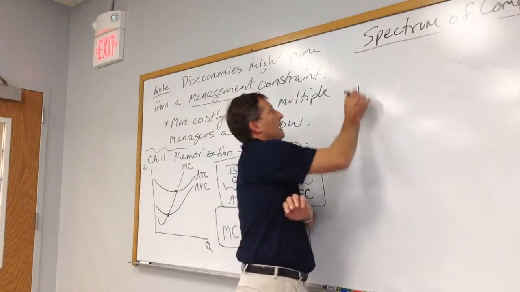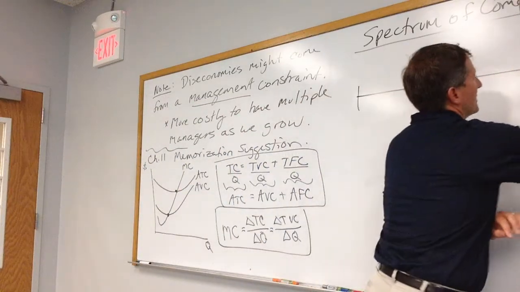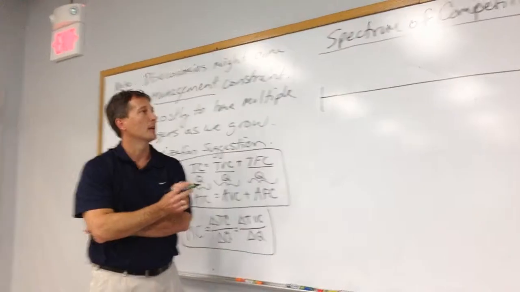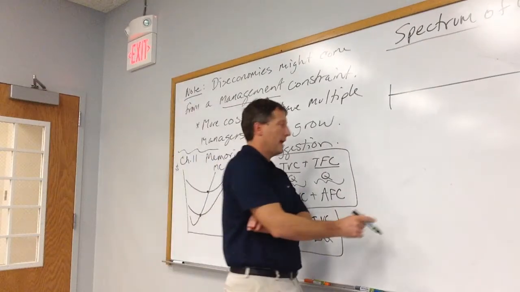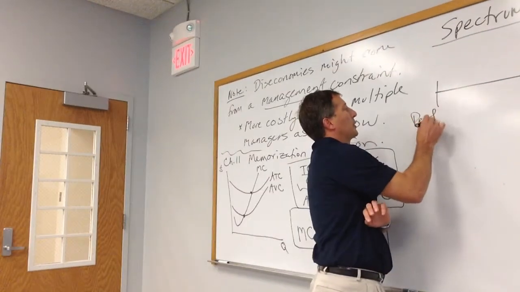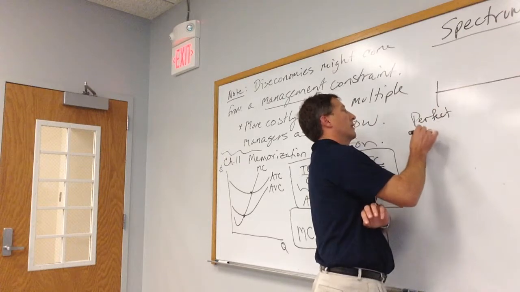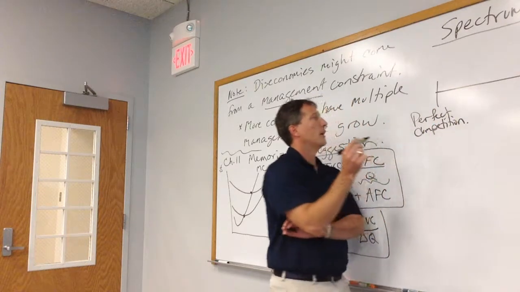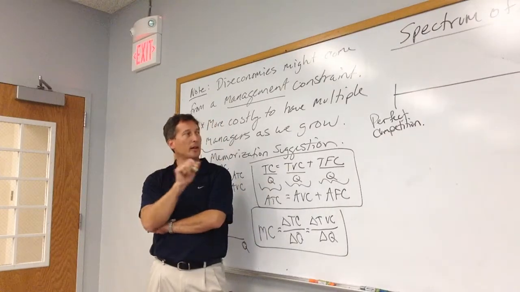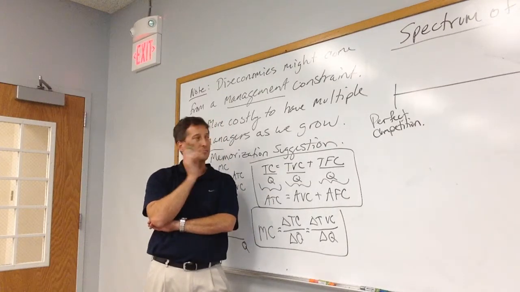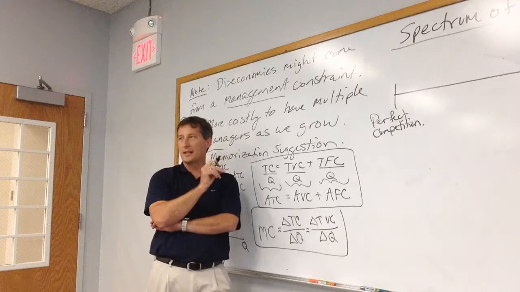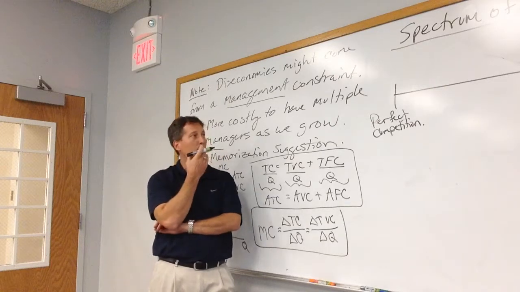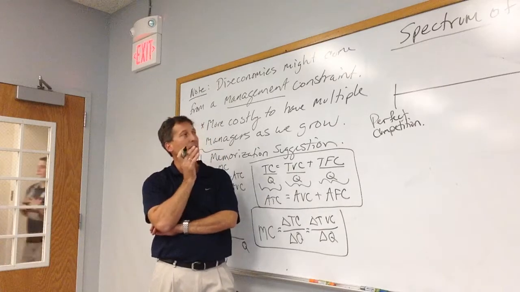So I like to look at two ends of the spectrum. At one end, what would perfect competition look like? Fruits and vegetables. Well, hold on. I just want to think about what exactly that means. I'm not looking for an answer yet.